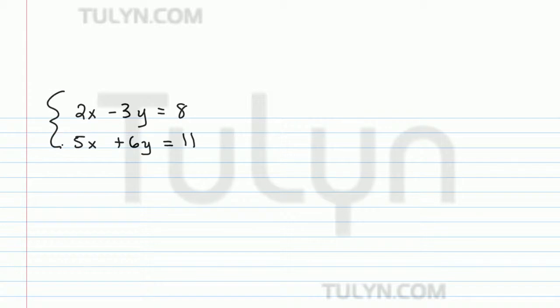So let's use Cramer's rule to solve a linear system of equations in two variables. Let's say I give you 2x minus 3y is equal to 8 as the first equation, and then 5x plus 6y is equal to 11 as the second equation, and I want you to use Cramer's rule.